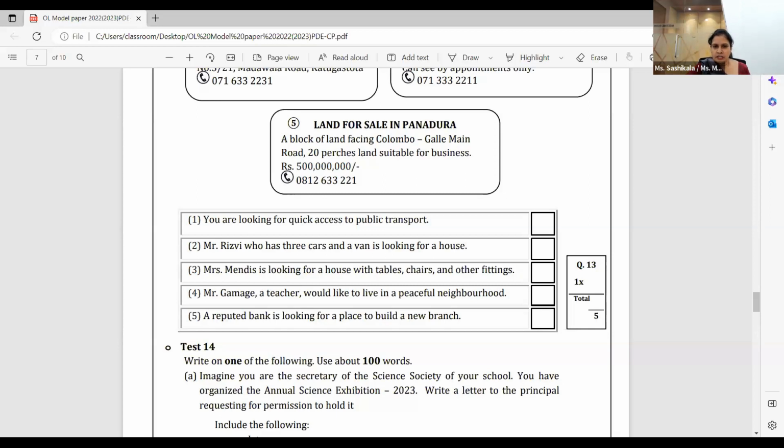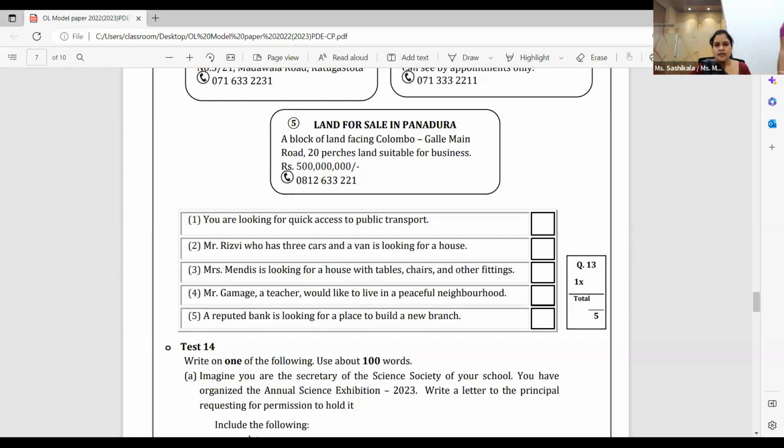Now, the most important thing in the first sentence is quick access to public transport. In the second one, Mr. Rizvi, who has 3 cars and a van, is looking for a house. That means he needs a big garage, I think, for 3 cars and a van. So 3 cars and a van is the most important part there. In the third one, Mrs. Mendes is looking for a house with tables, chairs, and other fittings. That means he needs a house with some furniture.